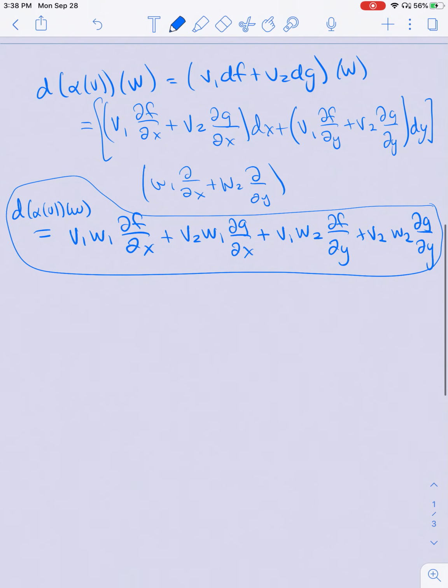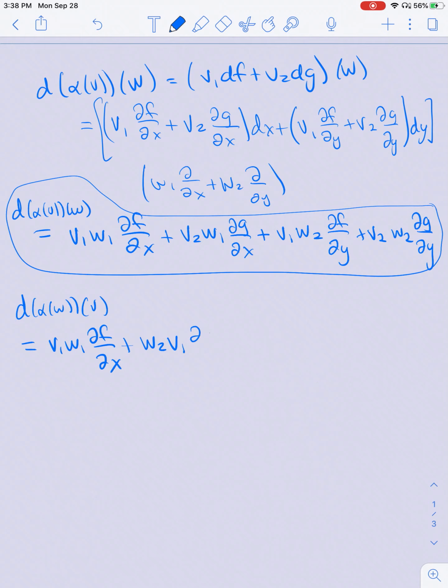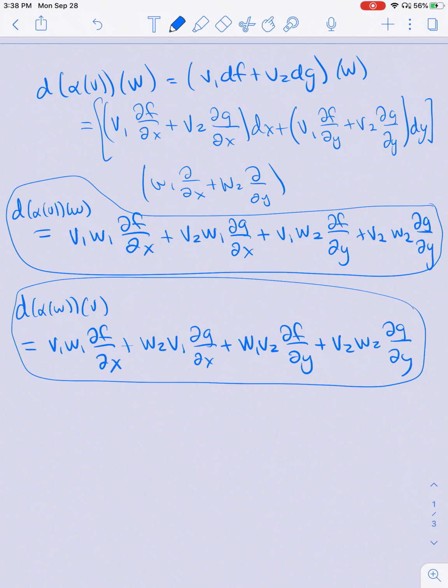And if I compute the exact same thing, d alpha of w in the direction of v, with the roles of v and w reversed, I'm going to get v1 w1 df dx plus w2 v1 dg dx plus w1 v2 df dy plus v2 w2 dg dy. And now notice that these are definitely not the same, and they're not negatives of one another.